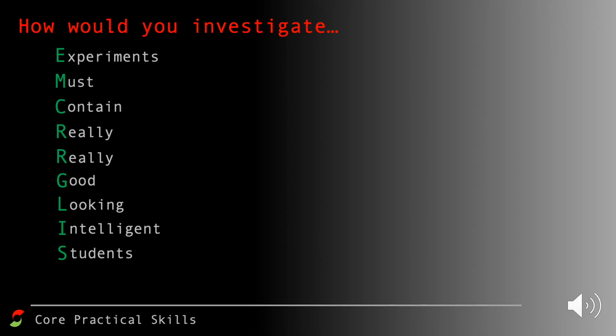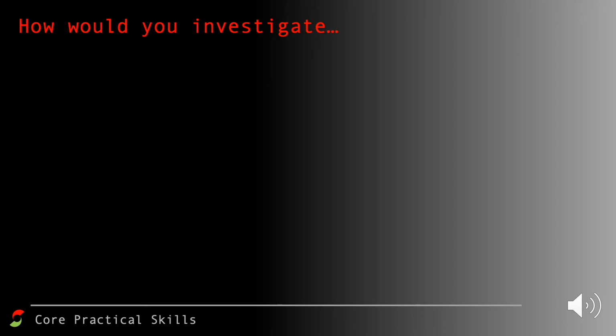But what they actually found difficult was, once they remembered that sentence, they found it difficult to remember that experiments meant equipment, must referred to measurements, and contain then actually meant calculations. So although it's a good idea to do this, make sure you understand what the EMCRRGLS is actually trying to help you remember.